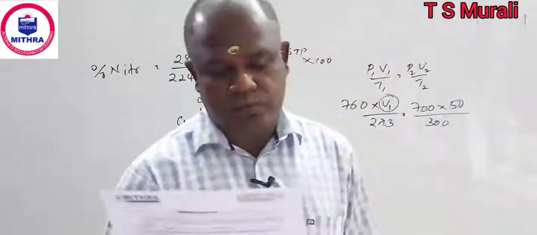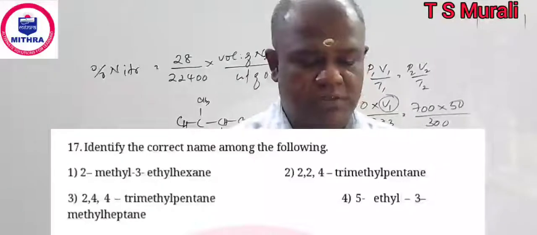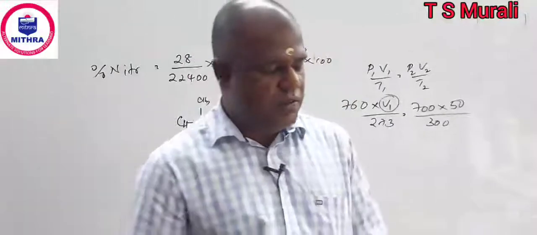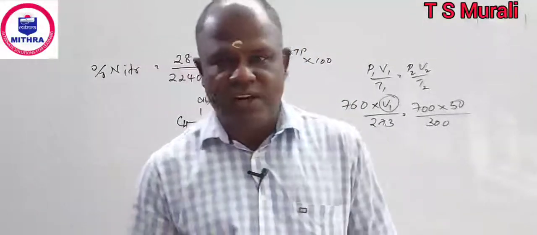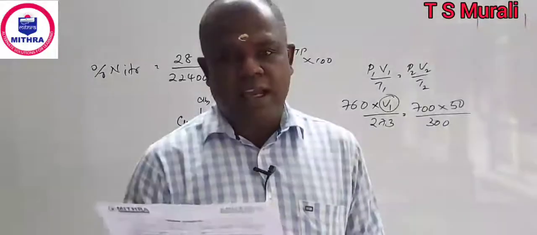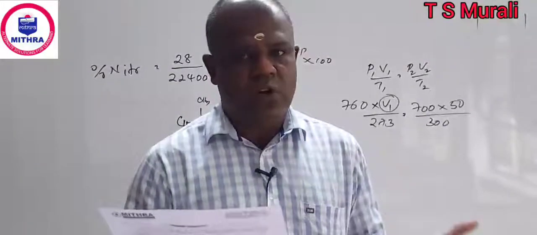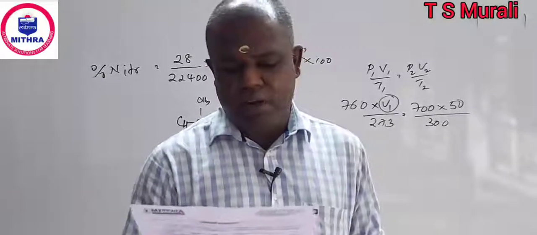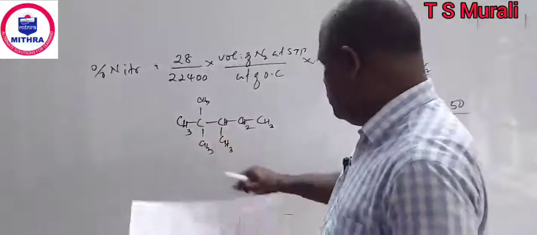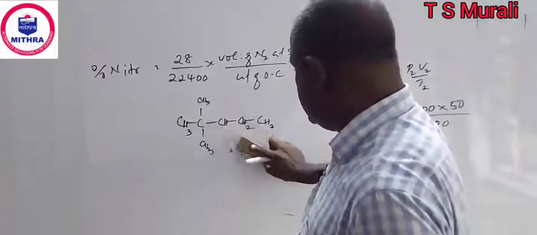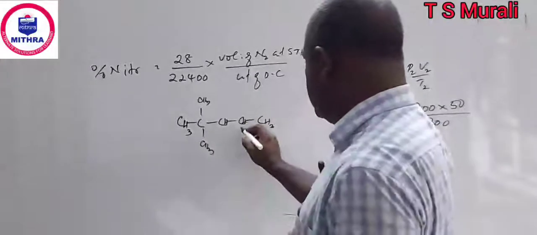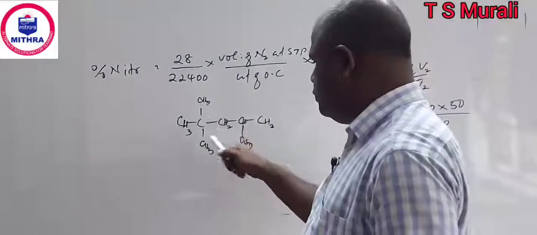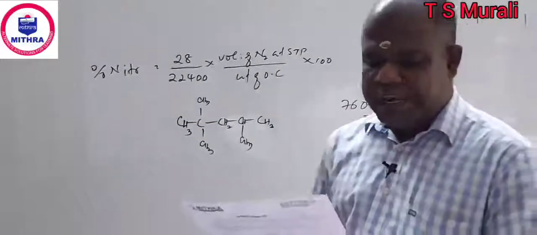Agree. Next, identify the correct name among the following. That means 4 options were given, you have to identify the correct name. The first option, 2-methyl 3-ethyl hexane, is a wrong answer. Why? Because alphabetically E comes first, then only M. So that is mistake number 1. Number 2, 2,2,4 trimethyl pentane. Suppose I am placing one methyl group here, so writing 2,2,4, not 2,4,4. 2,2,4 is correct. So that answer is correct.